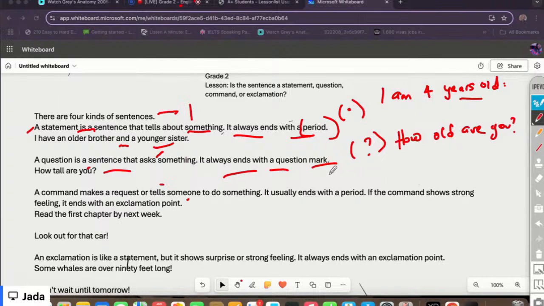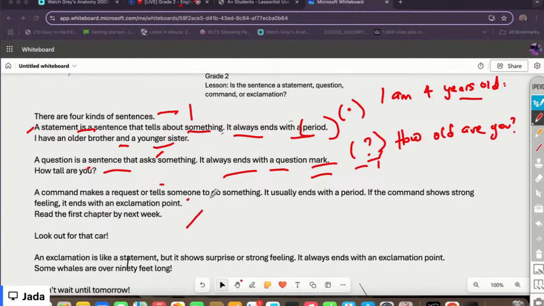So you have to remember that whenever you ask a question, it needs to end with a question mark. If you do not have a question mark, that means your question is incorrect.